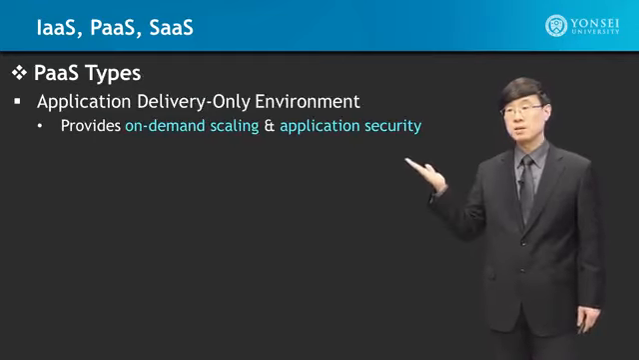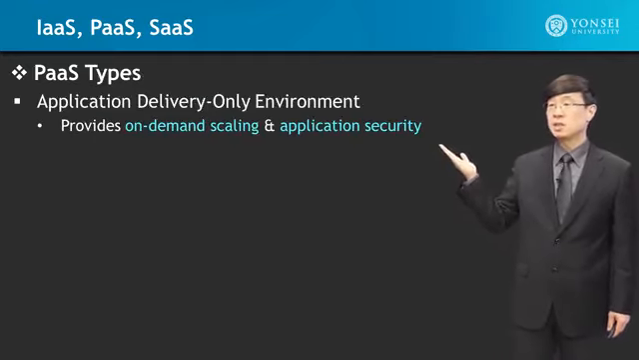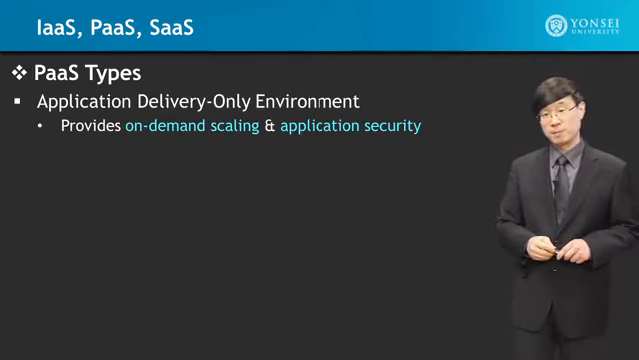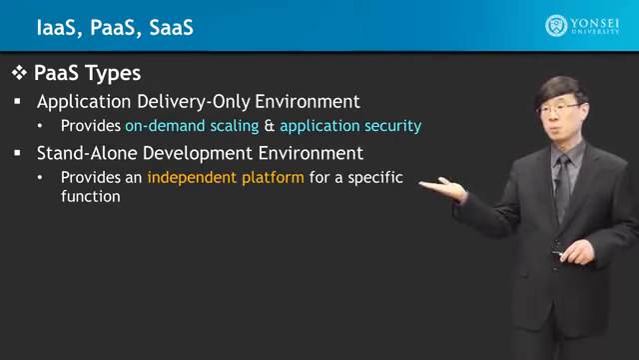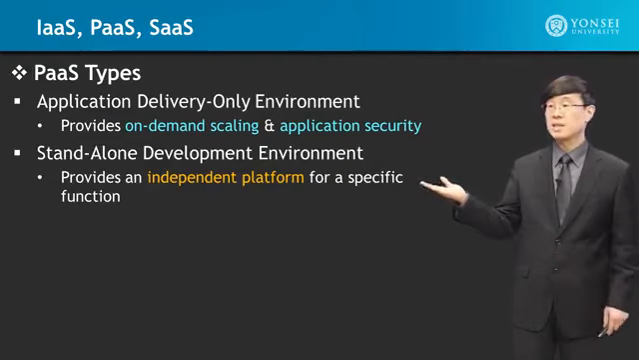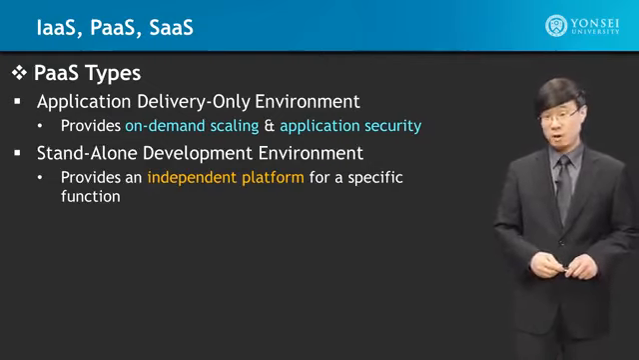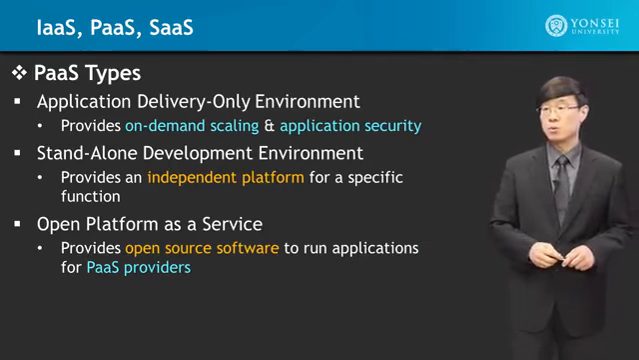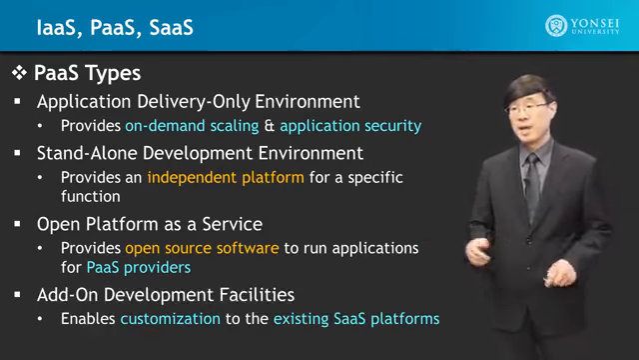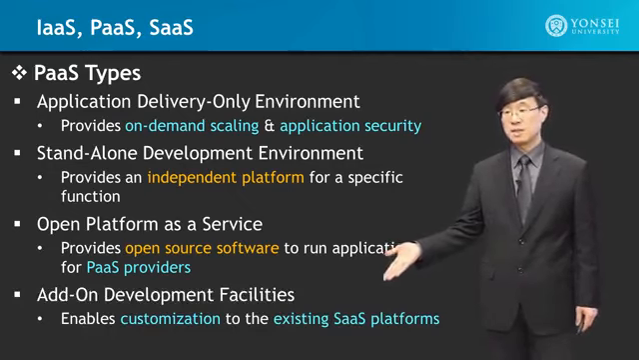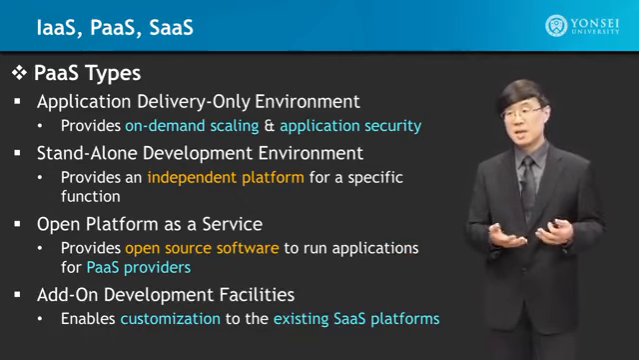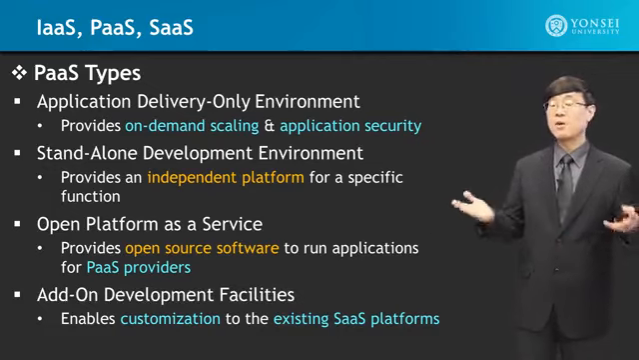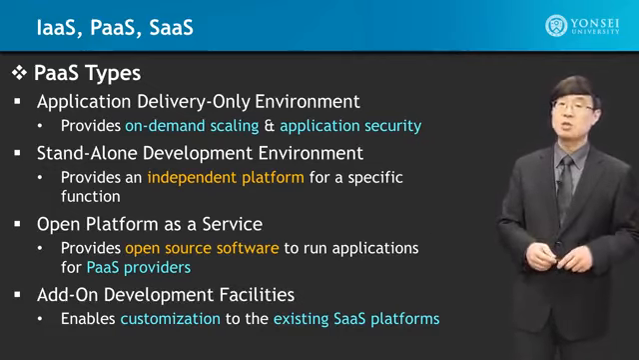Looking into the details, the application delivery-only environment provides on-demand scaling and application security, where the standalone development environment provides an independent platform for a specific function. Open platform as a service provides open source software to run applications. And add-on development facilities enable somebody to customize as well as use existing SaaS platforms in various ways to build up and extend it into new services.